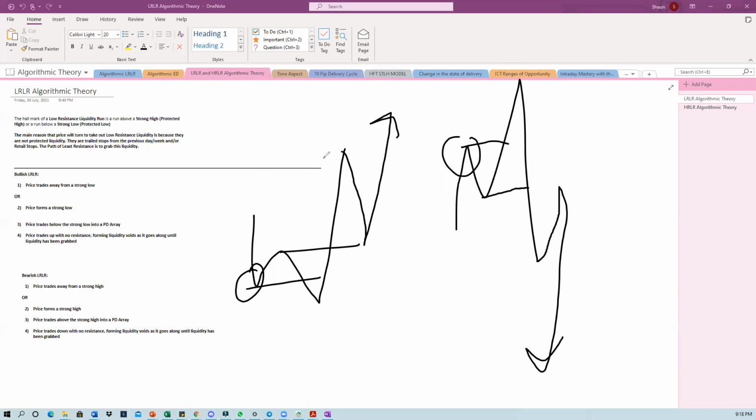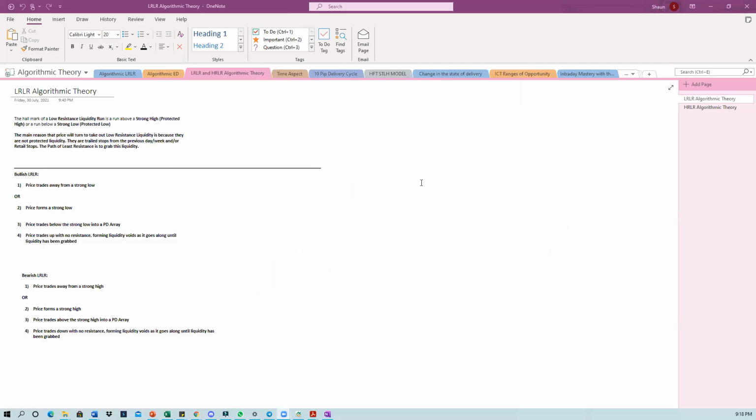So as the name suggests, and as I said over here, it's the path of least resistance, right? Easy money, easy take profits. Okay, so that's that. If you are behind, just let me know on the chat box. I can come back to what I was saying. Okay, then let's look at high resistance liquidity runs now, right?